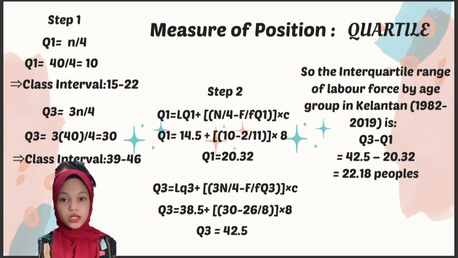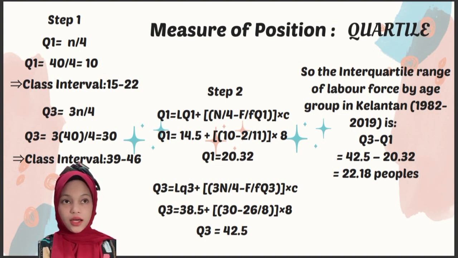Step 2 also has 2 formulas, which are Q1 equals LQ1 plus in bracket N divided by 4 less F divided by FQ1 multiplied by C, and the second formula is Q3 equals LQ3 plus in bracket 3N divided by 4 less F divided by FQ3 multiplied by C. So the solution for Q1 is 14.5 plus in bracket 10 minus 2 divided by 11 multiplied by 8. So the answer is 20.32 people. But Q3 is 38.5 plus in bracket 30 minus 26 divided by 8 multiplied by 8. So the answer is 42.5 people.